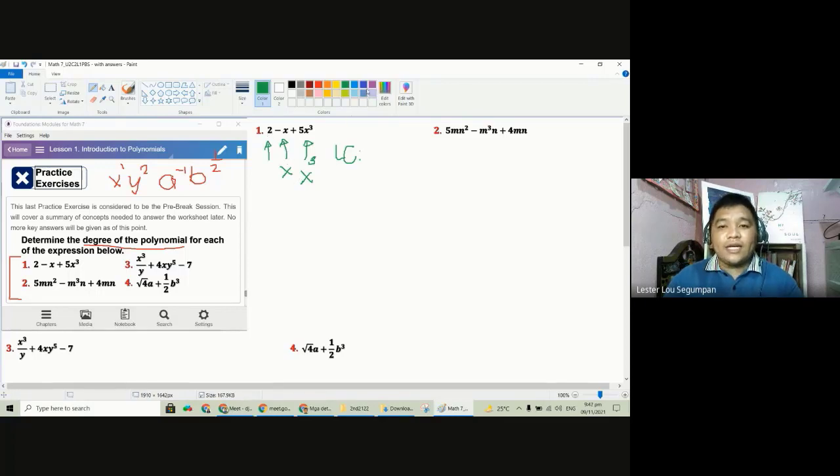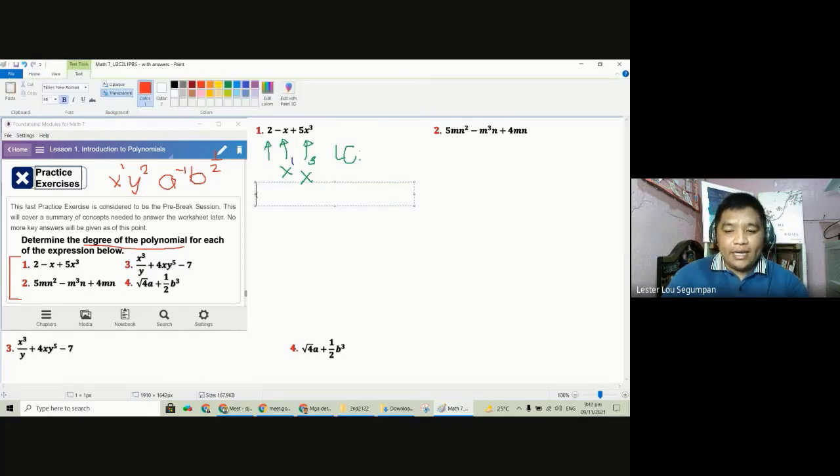Next, let's try to look at the exponents of the literal coefficients. This here is x. It doesn't have any visible exponent, but automatically it has an exponent of 1. Here, the exponent is 3. And there are no other literal coefficients here. So by looking at these two, both of them are positive and they are both integers. That would mean that as a whole, number 1 is a polynomial.